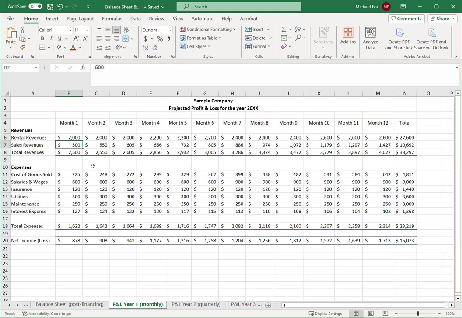Sales revenue is just based on, if we thought in a month we would sell an average of a $25 sale, and we thought that we could get 20 of those in a month. Again, that's just based on past experience or an estimated guess. And then you can see that as we kind of project our occupancy to grow, we expect our rental revenues to grow.